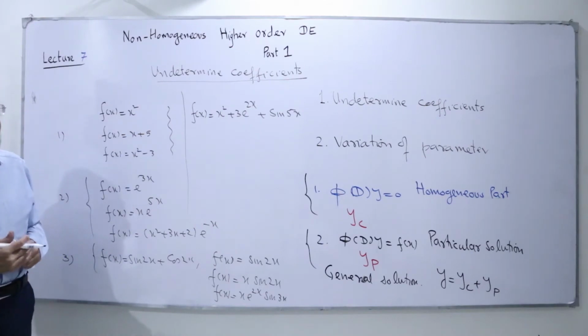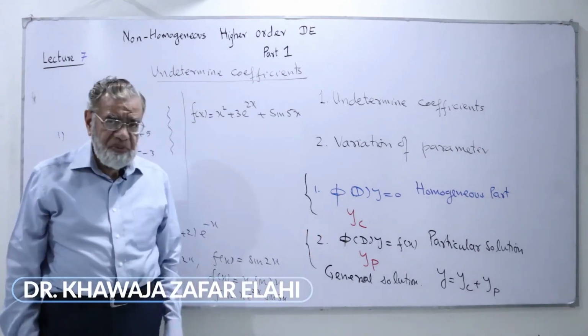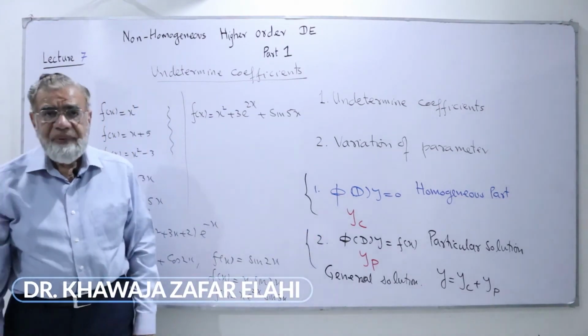Once we get the yp, and yp is a solution of this differential equation, we substitute in that one, and we find our arbitrary constants.